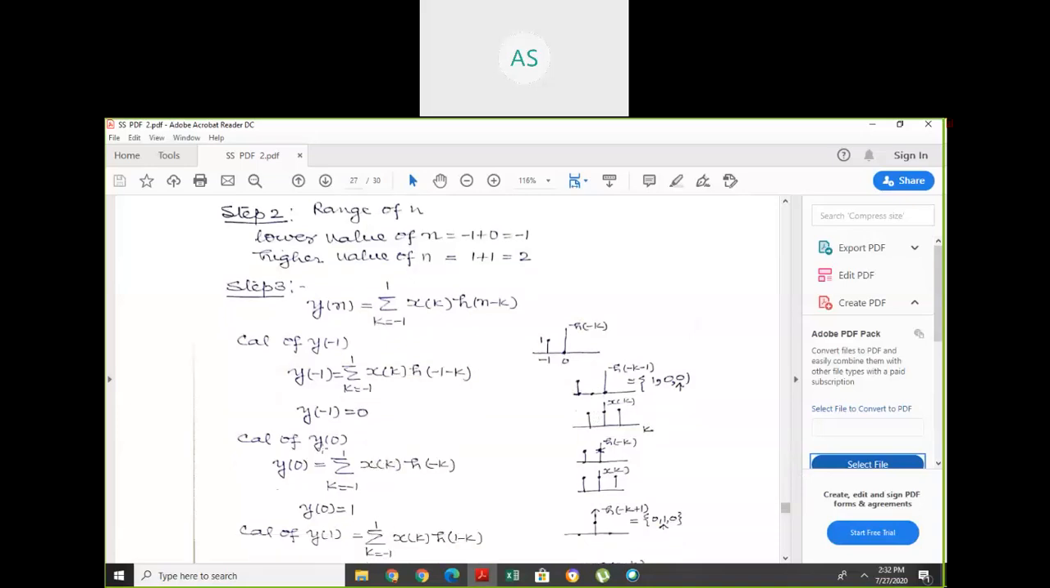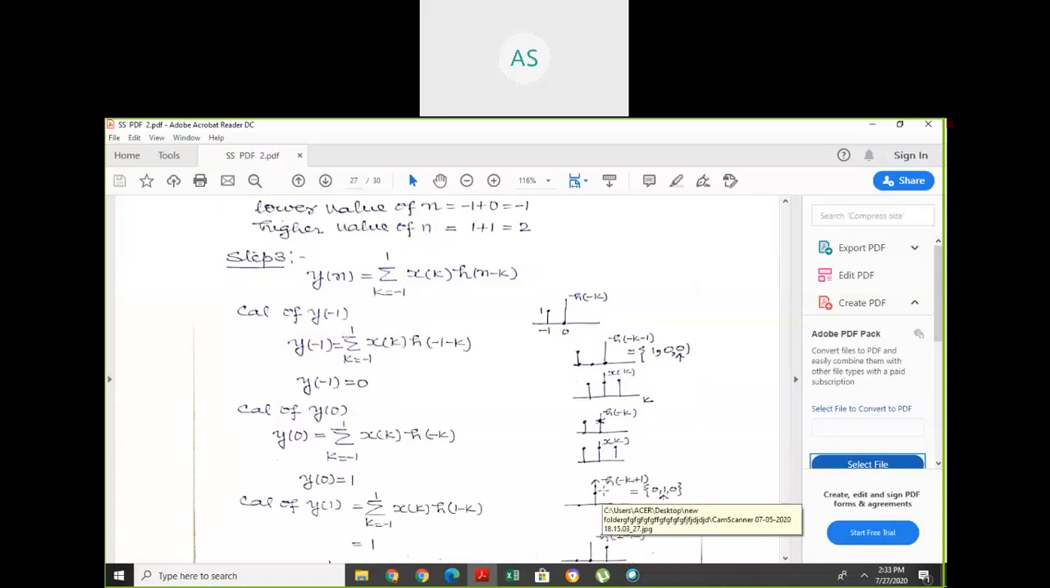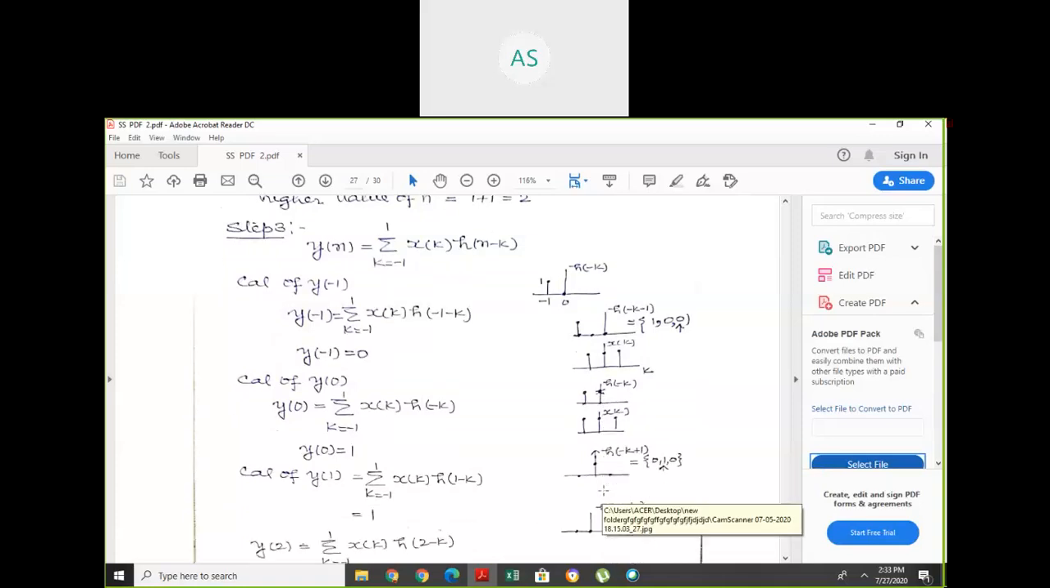Then we calculate y of 0, where n takes the values minus 1, 0, 1 and 2. Next, calculate the value for n equal to 0. Put the value of n as 0, you get this, and here x of minus k is this, x of k multiplied, you get the value of 1.